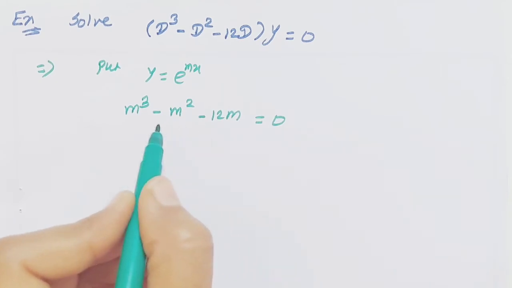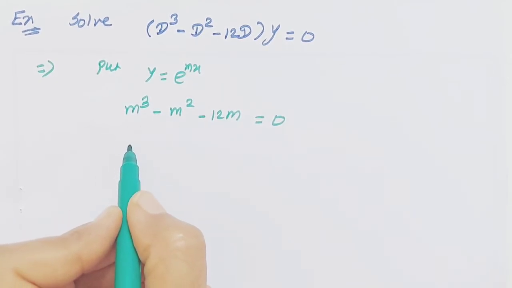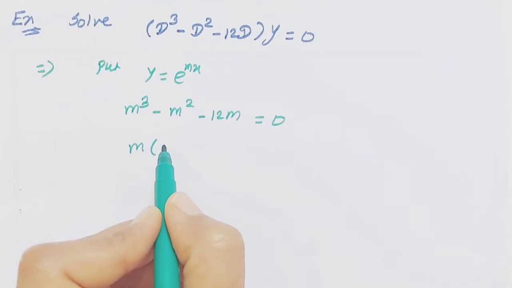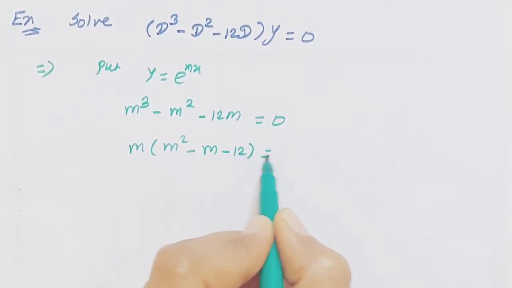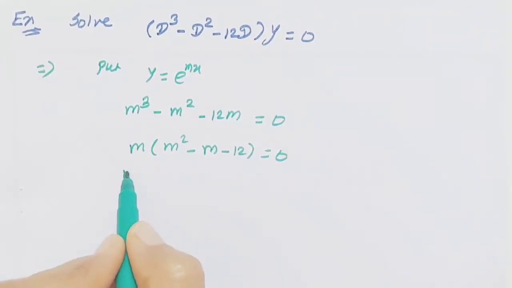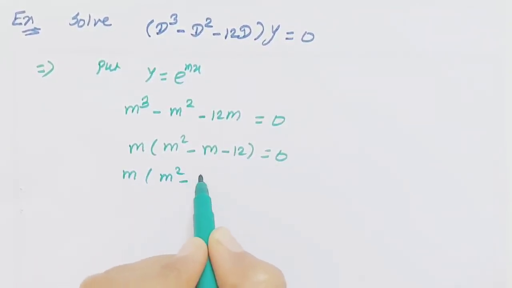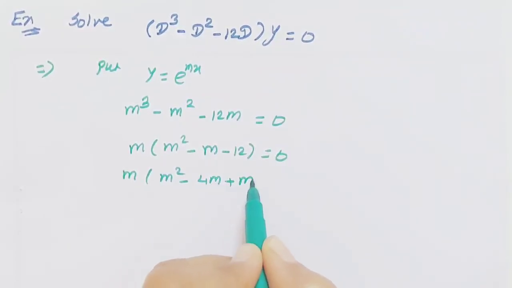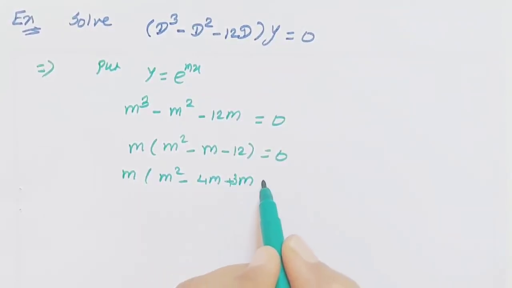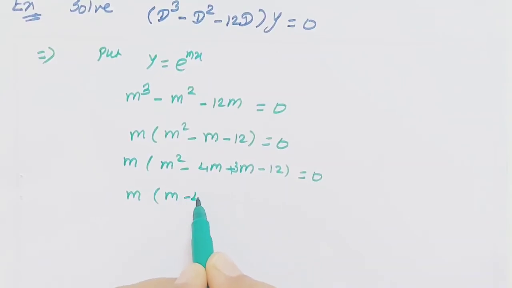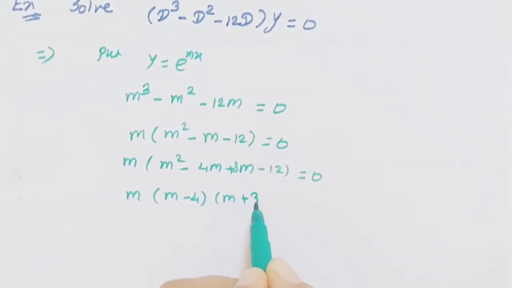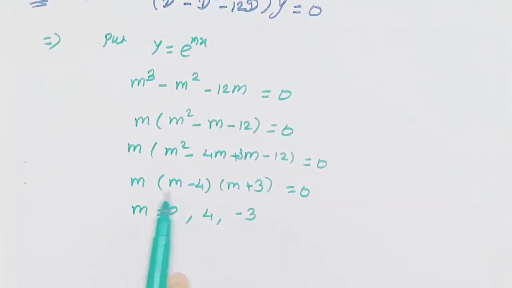If we find the roots of this cubic equation, here m is common, m square minus m minus 12 equals to 0. So here m square minus 4m plus 3m minus 12 is equals to 0. Now factorize this term, so it is (m minus 4)(m plus 3) equals to 0. Therefore roots of this equation are 0, 4, minus 3.